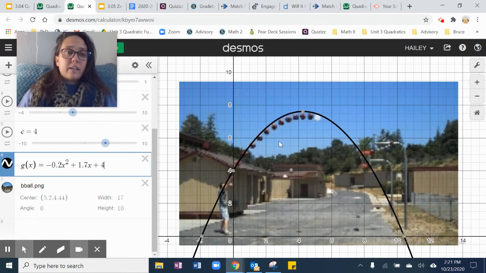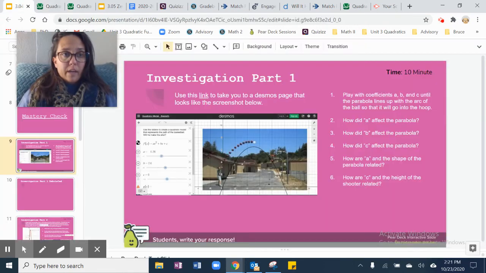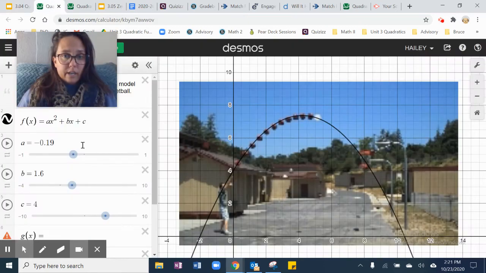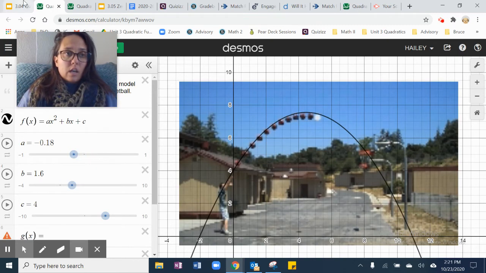This isn't perfect, and I'm sure some of you got it way more perfect than I did, but it should be around these numbers. So around negative 0.2, around 1.7, right? And then when you went back over and answered these questions, how did a affect the parabola? Well, let's go back and look at that. A makes it wider and narrower, right? So wider and narrower. How does b affect the parabola?